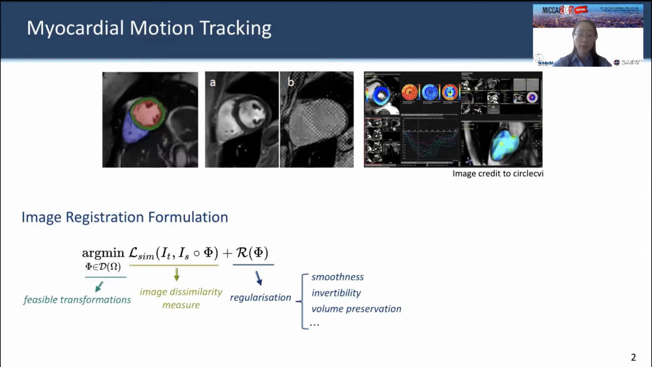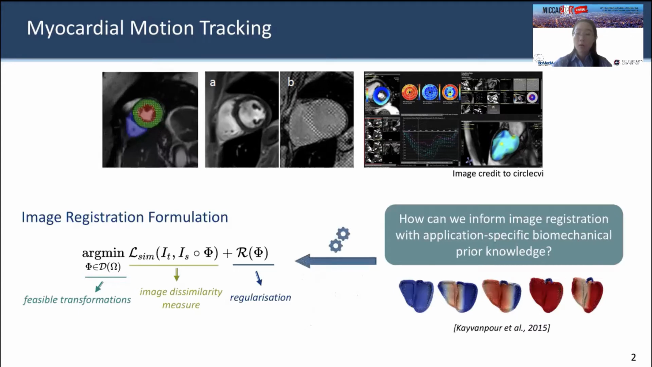Though these assumptions are generic, there is often a lack of application-specific prior knowledge to inform the registration. Since we are aware of the biomechanical models of the heart, could we possibly incorporate such information into this image registration and also to implicitly learn the behavior of these regularizations in a deep learning framework?